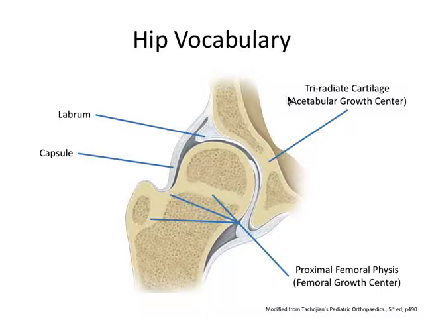And the triradiate cartilage is the acetabular growth center that I'll talk about in detail in a moment. And the proximal femoral physis, as you see here, is a growth center that traverses along the entire femoral neck and proximal femur, and eventually promotes both the longitudinal growth of the femoral neck as well as the width.